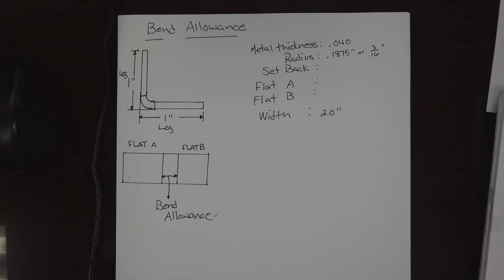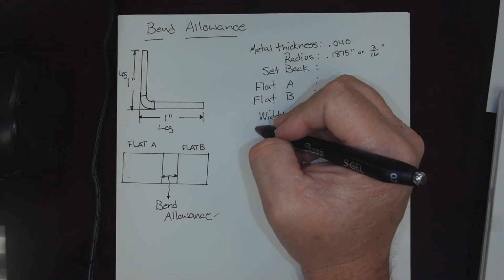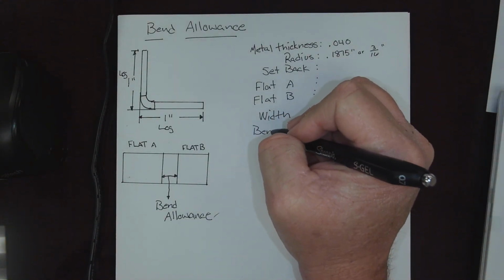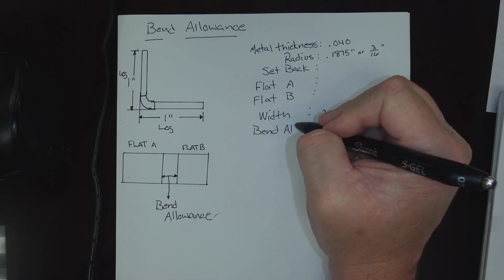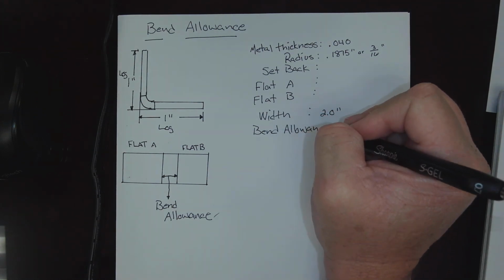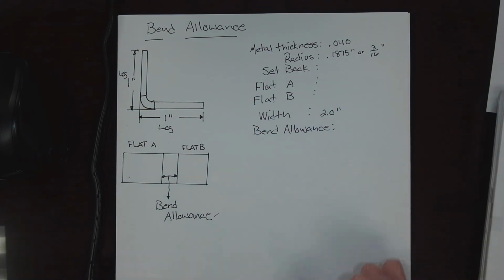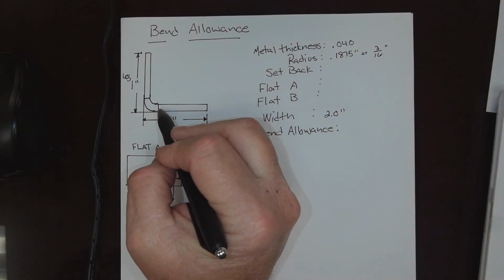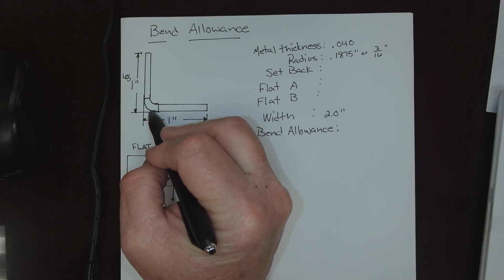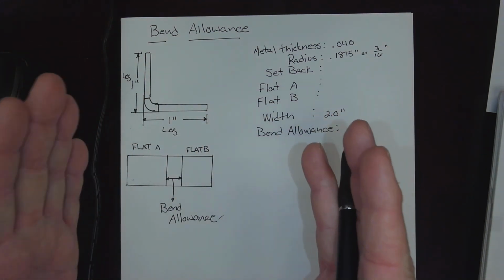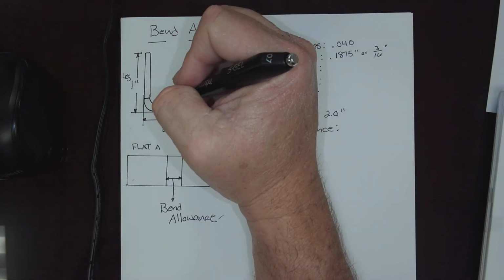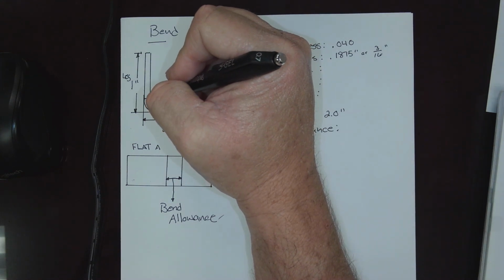We've got to calculate a few things here, and let's start. Now, it may take a few of these short videos to get this, but we're going to have to determine it. I'm going to add one thing to this list that we're going to focus on to start with, and that's bend allowance. If you remember from a previous video, bend allowance is the amount of material that we need to set aside in order to form the bend.